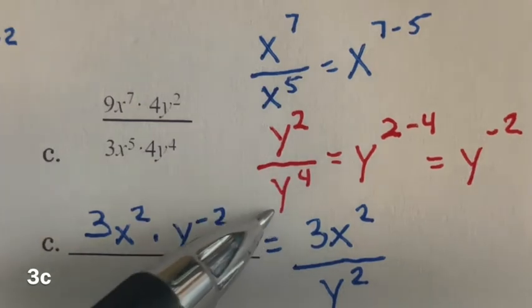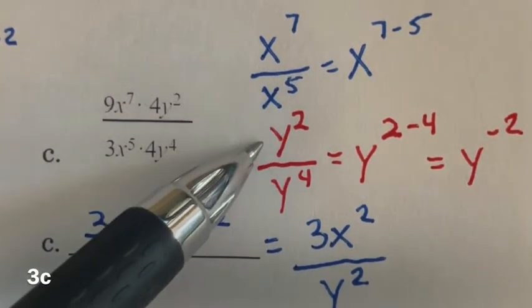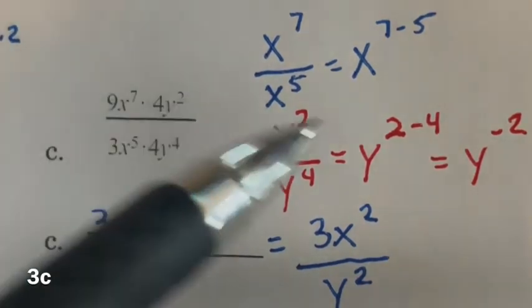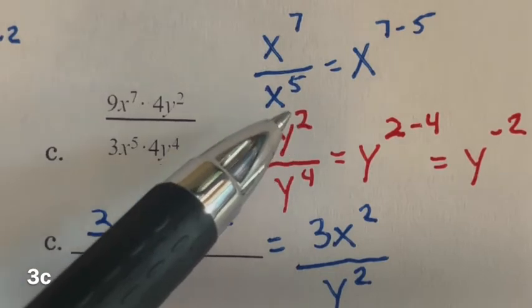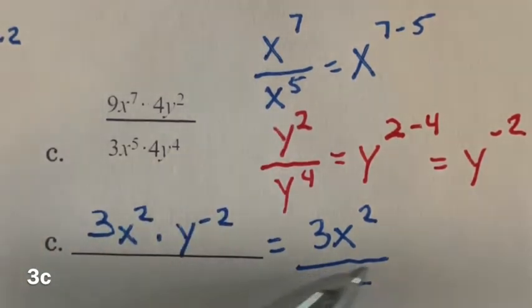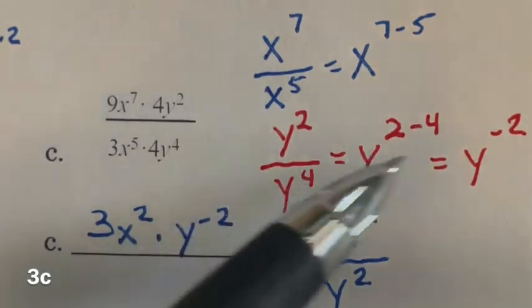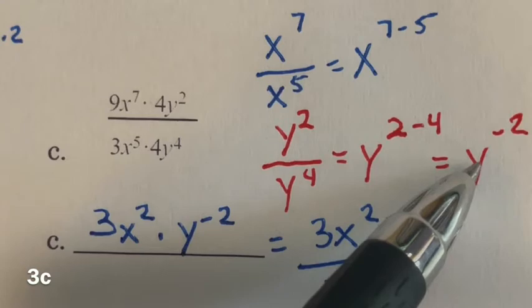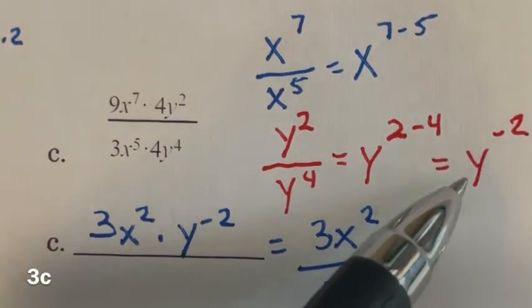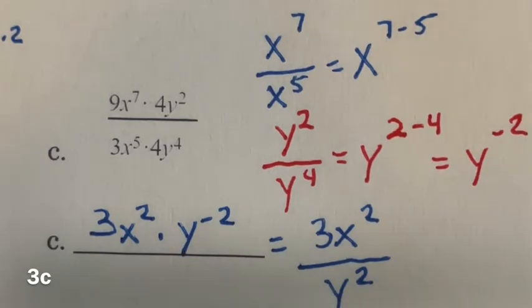Well, I have more y's in the denominator than the numerator. And how many more do I have? I have 2 more in the denominator. So I know the y's are going to be in the denominator, y squared. 2 minus 4 equals negative 2. We can't have a negative exponent. Y to the negative second, we bring that down to the denominator, which is y to the second power.